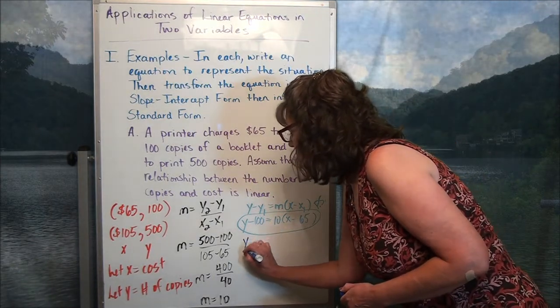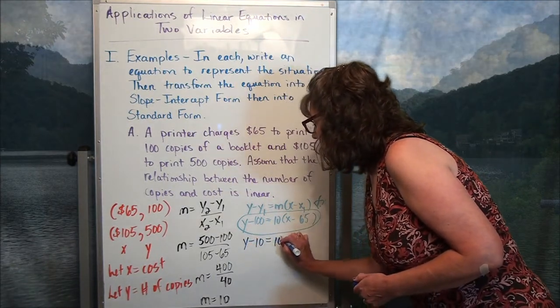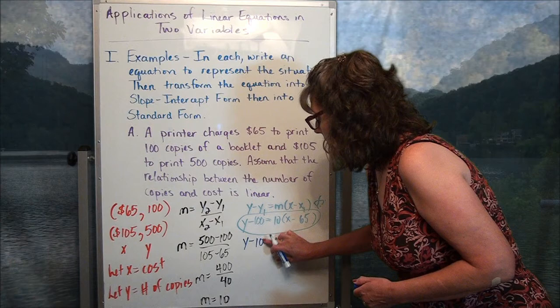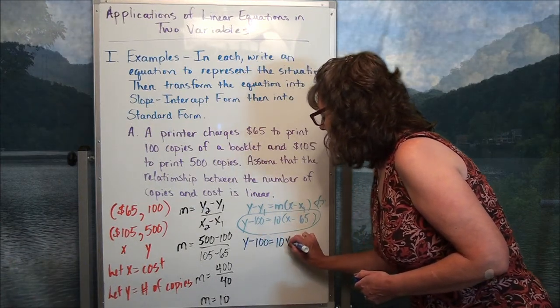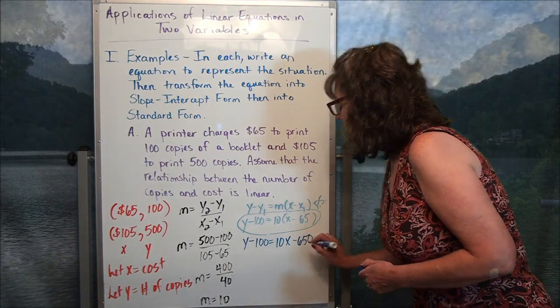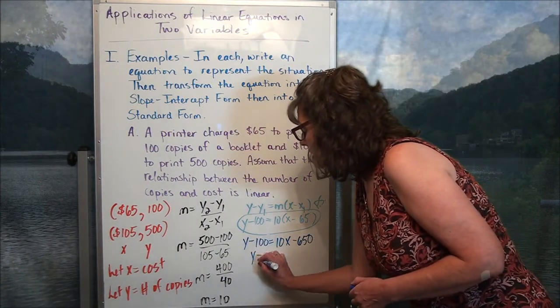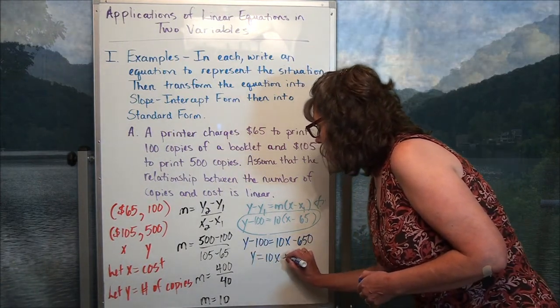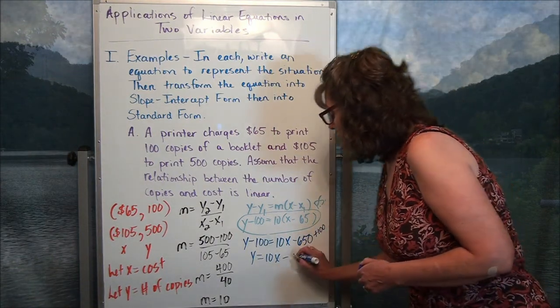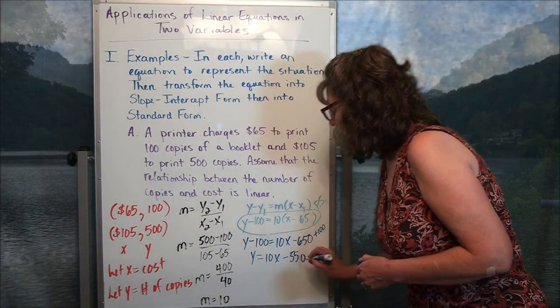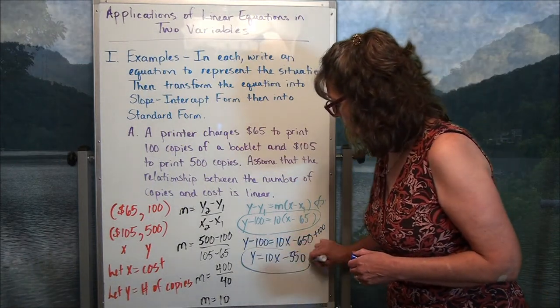So let's distribute first, giving me 10x minus 650. And now what I'm going to do is add that 100 to the other side, and when I add 100, I'm going to get a negative 550. So there it is in slope intercept.